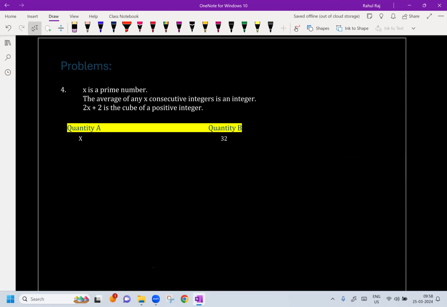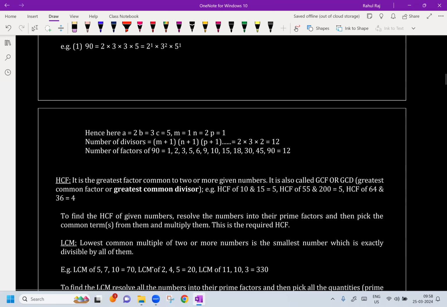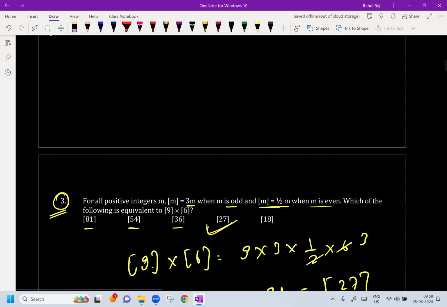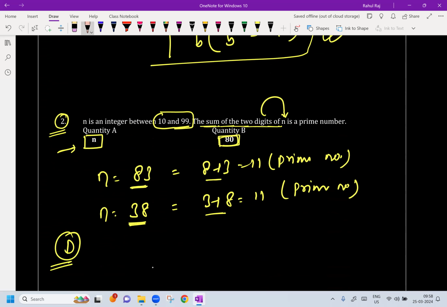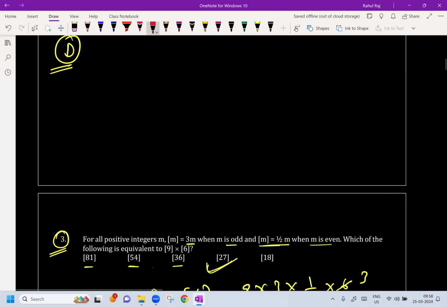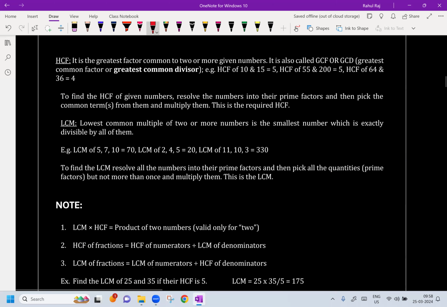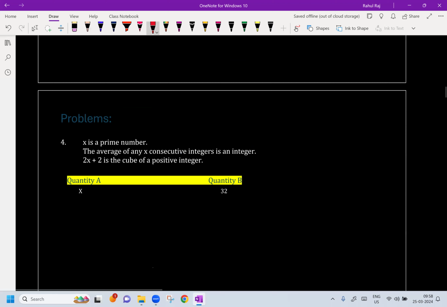So imagine you have been given quantity B as 32. The point is, in some questions, like the last question, quantity A was 80. When the numbers are different, we should not even bother about what quantity B they have given. Here, imagine quantity B is 32. That should be none of your botheration at all. What is quantity B? My job is to find the value of X.